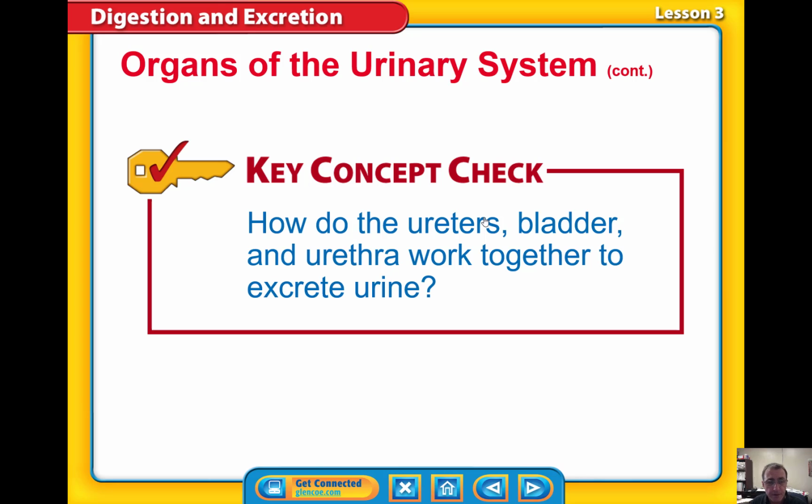How do the ureters, bladder and urethra work together to excrete urine? So the ureters collect it, the bladder holds it, and the urethra is part of the releasing system.